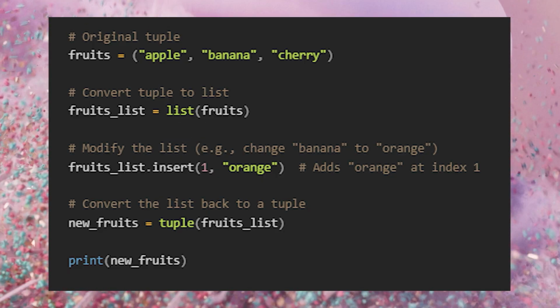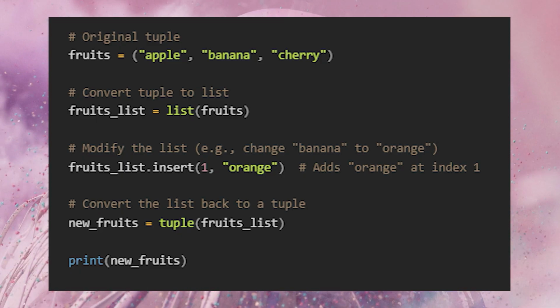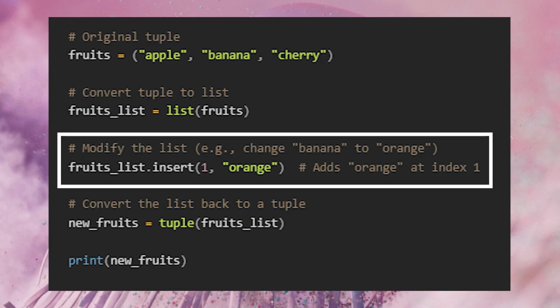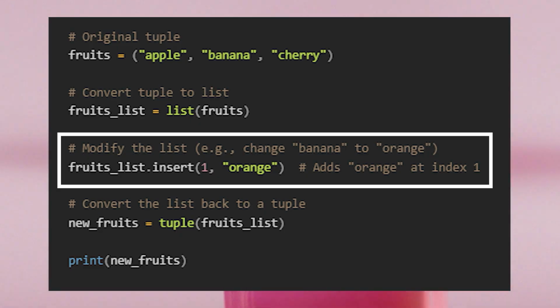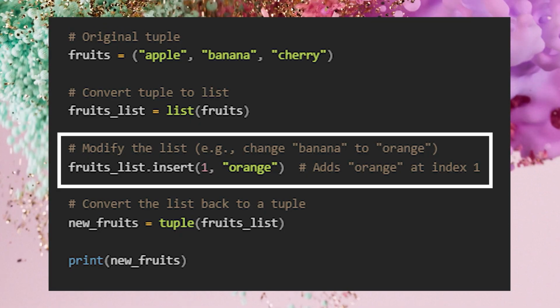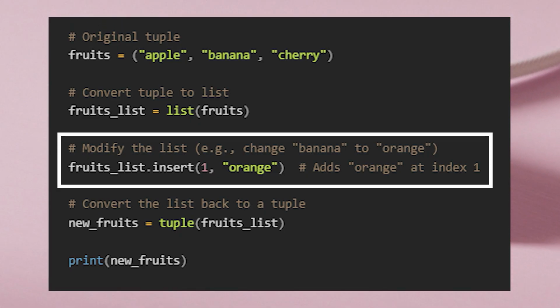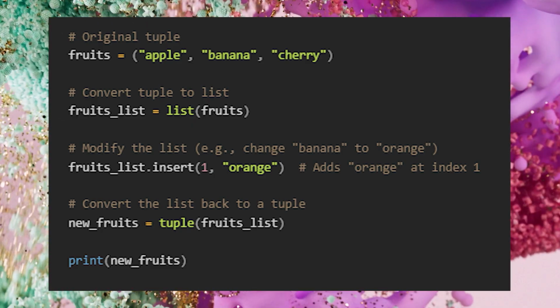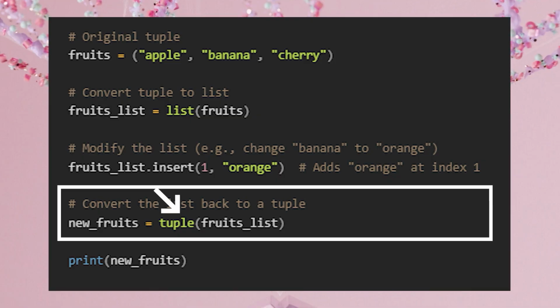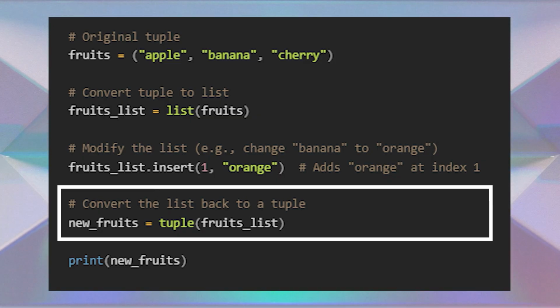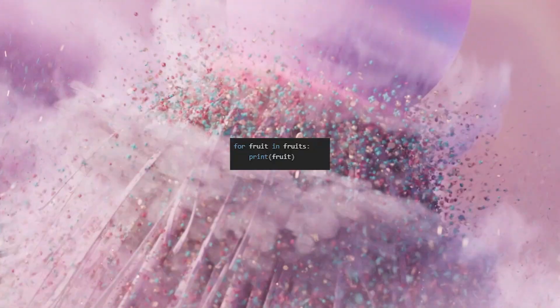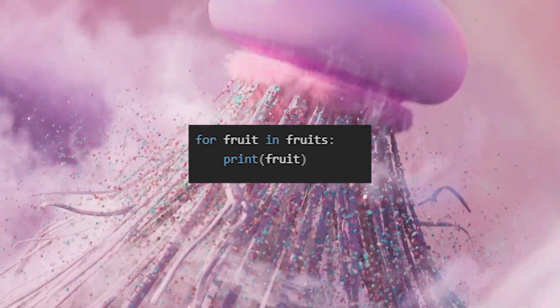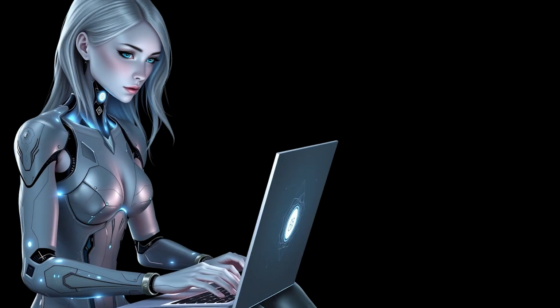Once you've got your list, go ahead and make the changes you need. For example, let's say we want to place orange into the first position. When you're happy with your shiny new list, it's time to turn it back into a tuple. The process is almost the same, but this time we use the tuple function instead of list. Simple as that. Just like with lists, you can use a for loop to iterate through the items in a tuple.